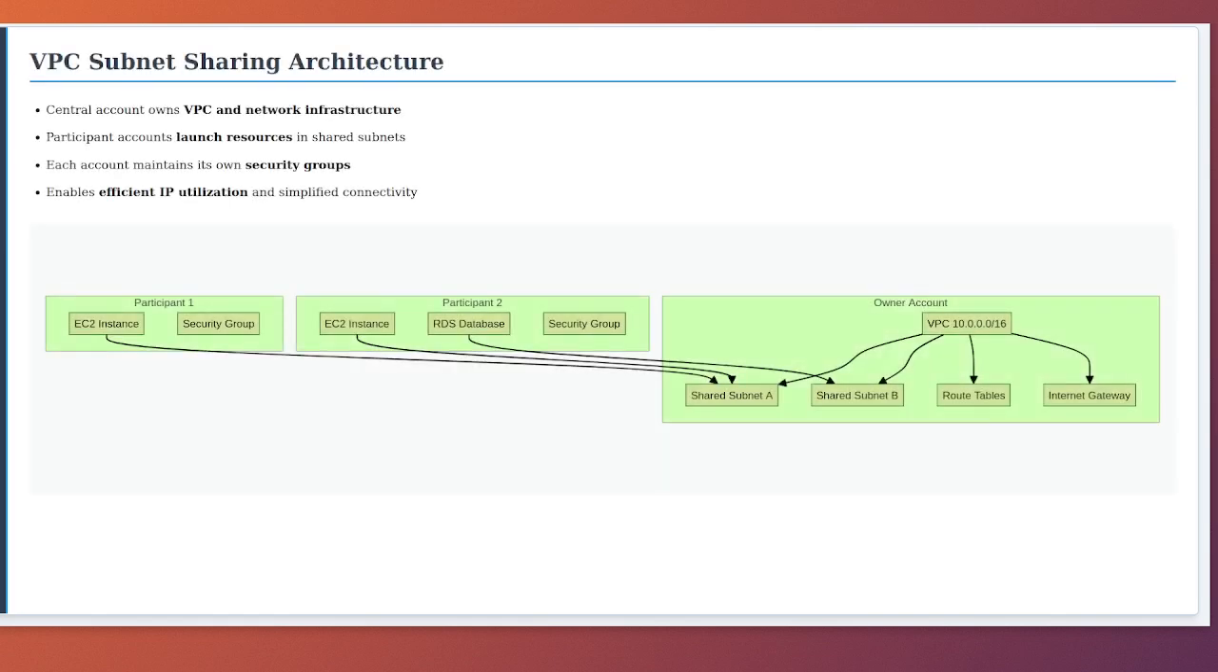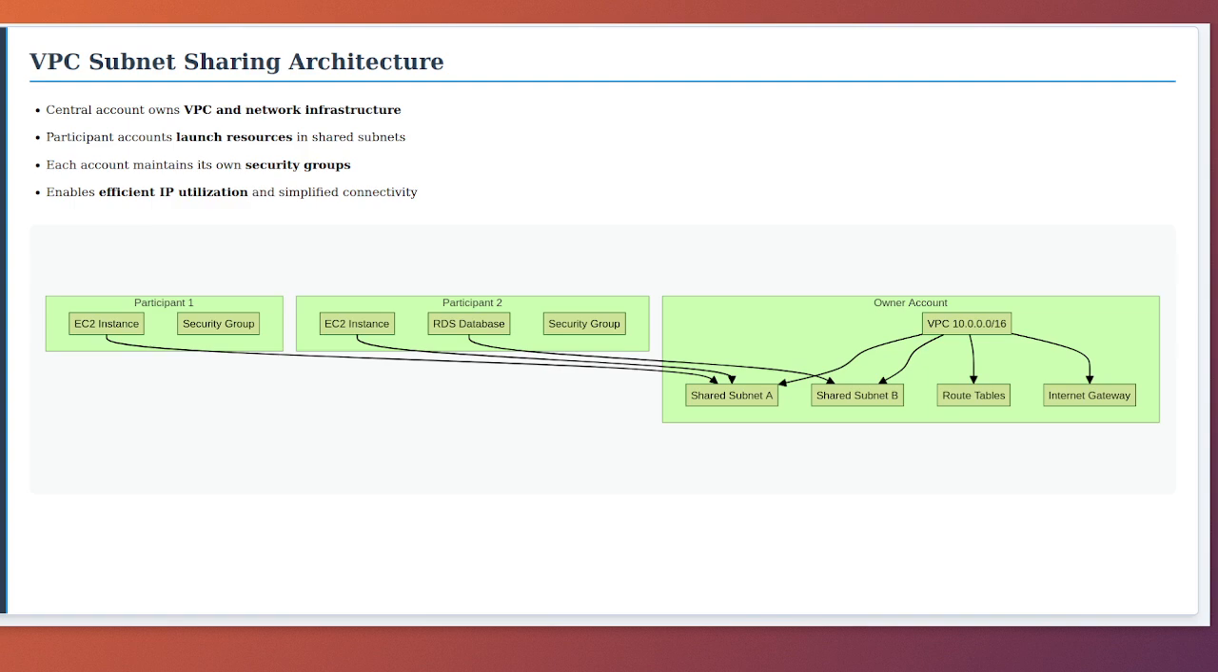VPC Subnet Sharing Deep Dive. VPC subnet sharing is one of the most powerful and commonly used features of AWS Resource Access Manager, or AWS RAM. It enables multiple accounts to launch their resources into shared subnets within a centrally managed VPC. Let me explain how this works in detail.